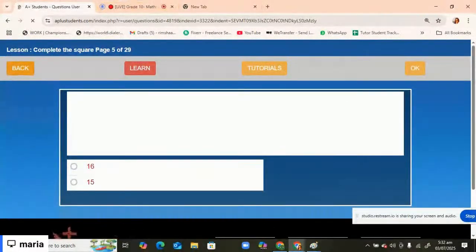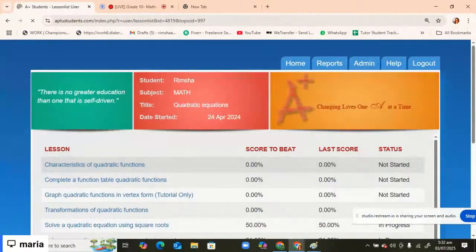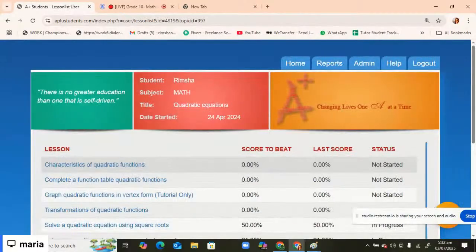Understand this lesson as well, and solve the rest of the test questions regarding this lesson by yourself.